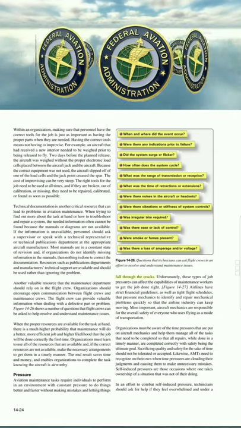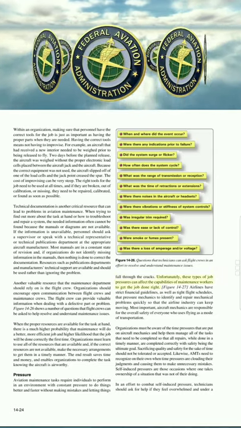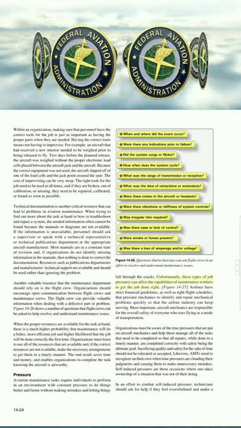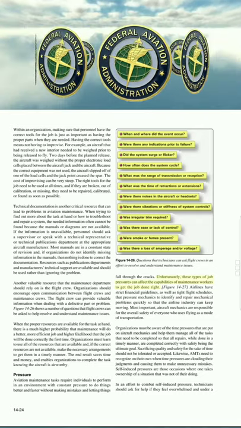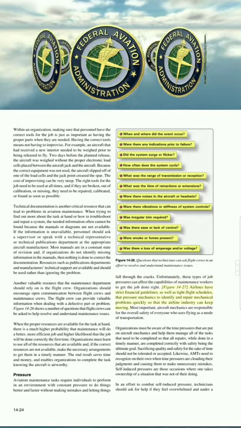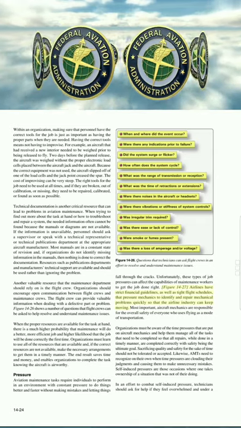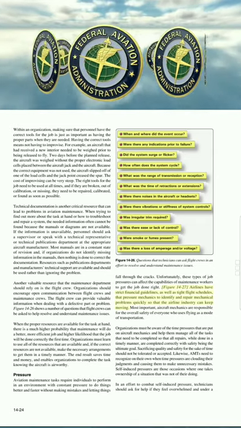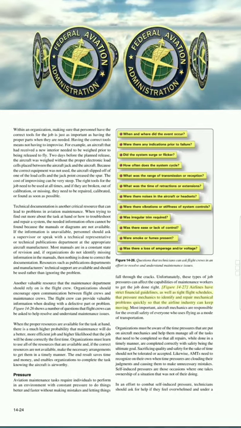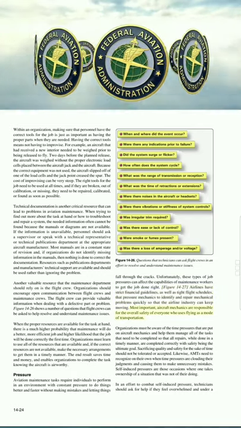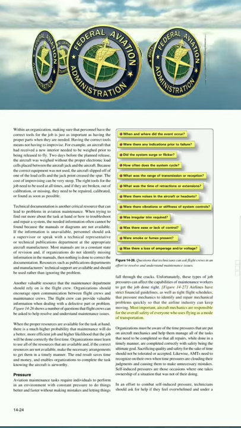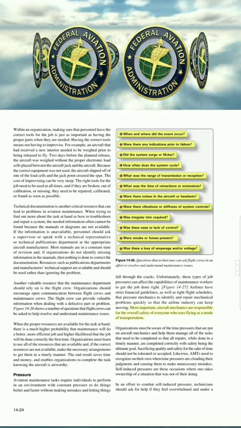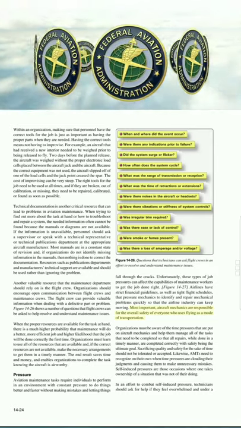Fall through the cracks. Unfortunately, these types of job pressures can affect the capabilities of maintenance workers to get the job done right. Figure 14-27. Airlines have strict financial guidelines, as well as tight flight schedules, that pressure mechanics to identify and repair mechanical problems quickly so that the airline industry can keep moving. Most important, aircraft mechanics are responsible for the overall safety of everyone who uses flying as a mode of transportation.